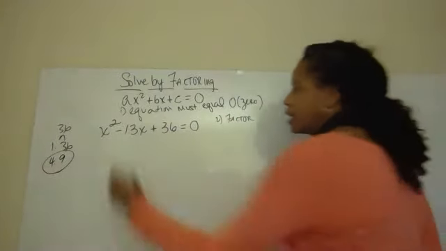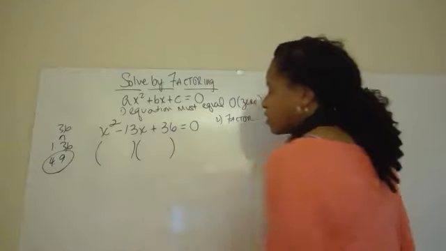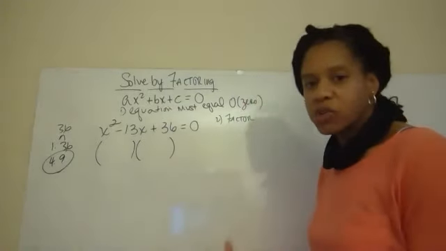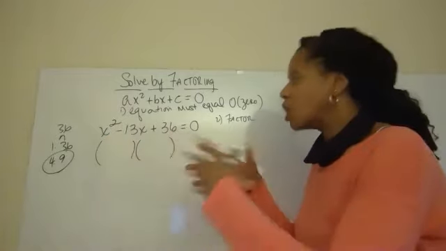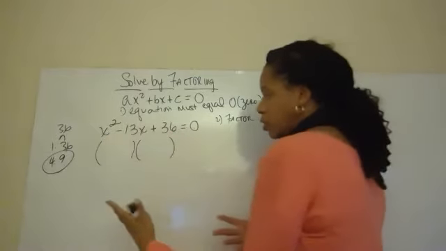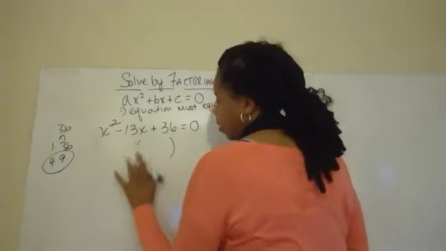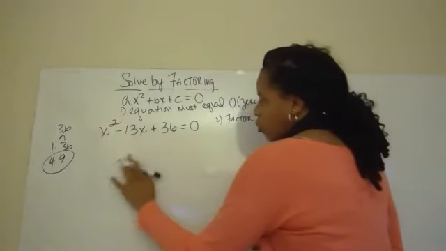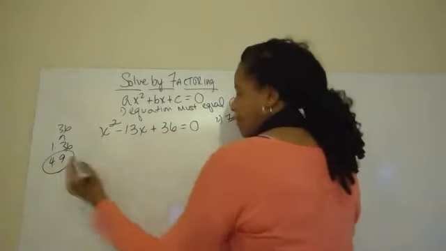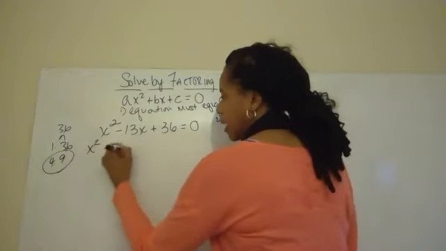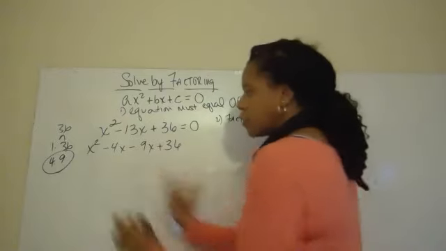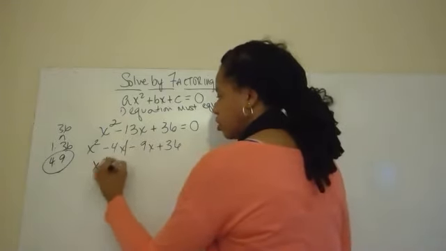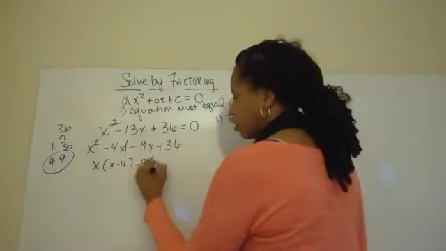Okay, 4 and 9. So I'm going to do my 2 sets of parentheses. And why can I just go straight to 2 sets of parentheses? Because my a is 1. Okay, but there's nothing wrong if you want to do the 4-term polynomial. So I'm going to show you that way too. If you want to do it the way that we just did, you can do that for all types. So I could just do this: x squared minus 4x minus 9x plus 36. So I can create the 4-term polynomial and factor.